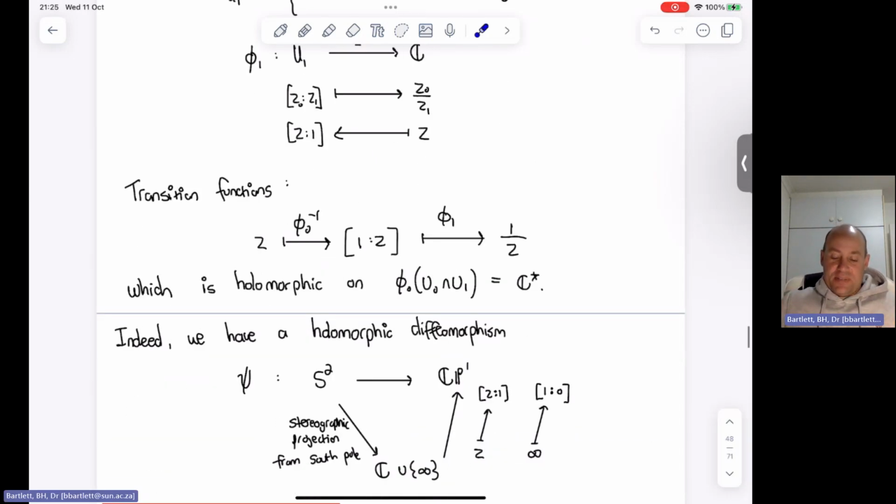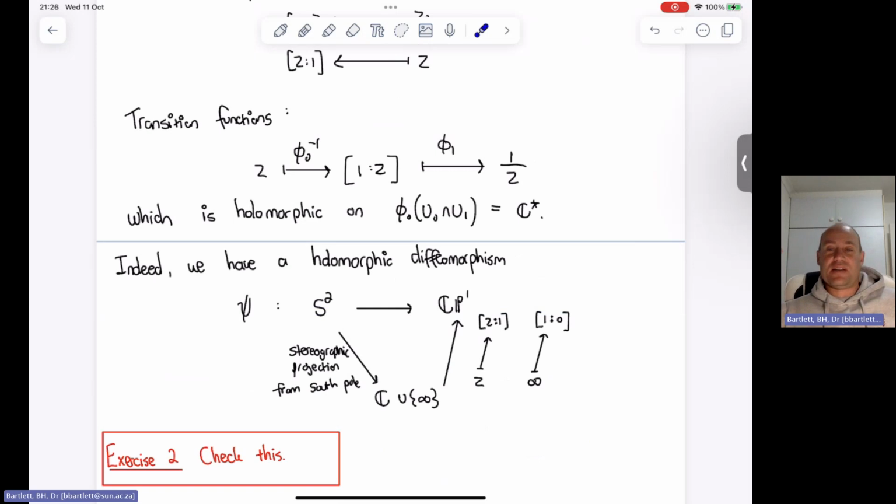And in fact, we've got a holomorphic diffeomorphism between the two-sphere as a complex manifold and CP1 as a complex manifold, which is just the composite as follows. The two-sphere, using stereographic projection from the south pole, is in bijection with the complex numbers union a single point, the point at infinity, which is where the south pole gets mapped to under stereographic projection. And this set is in bijection with this set under this map here. So that's actually going to be a holomorphic diffeomorphism between S2 and CP1. Of course, there's an exercise to check this.